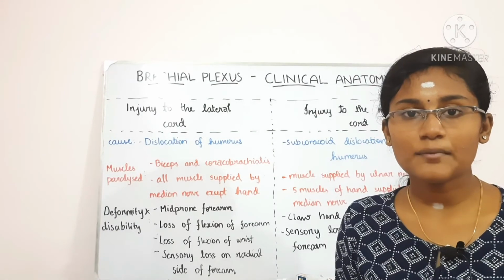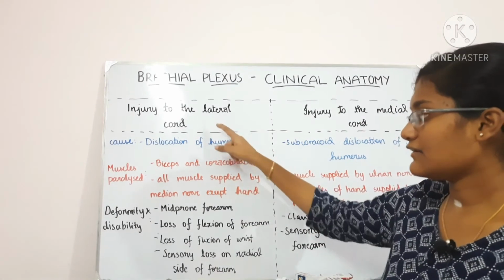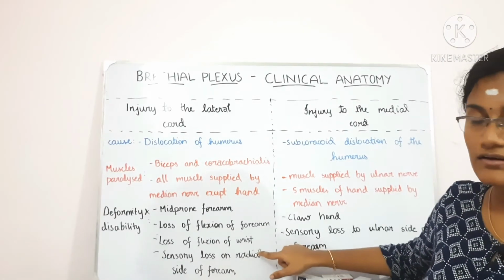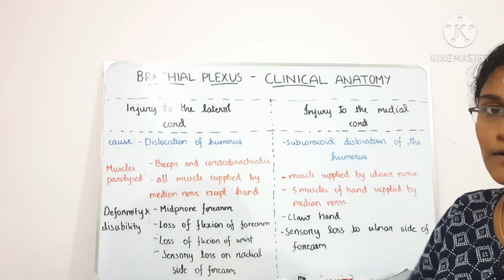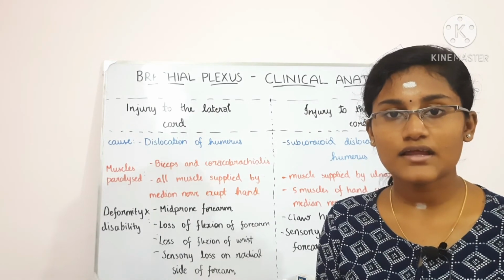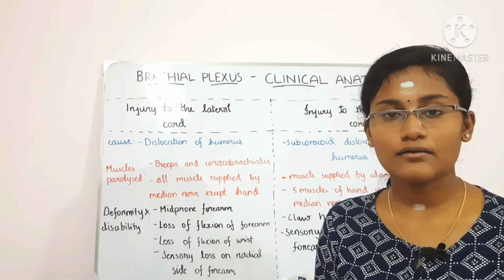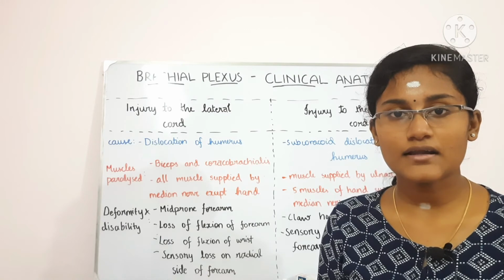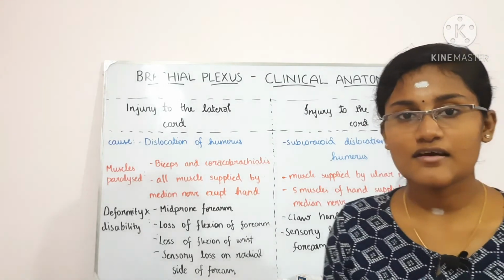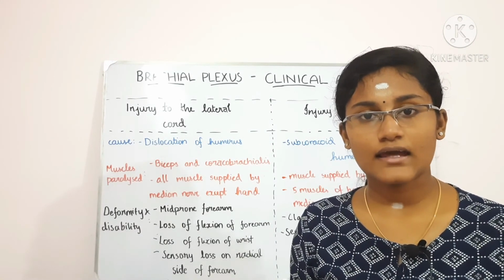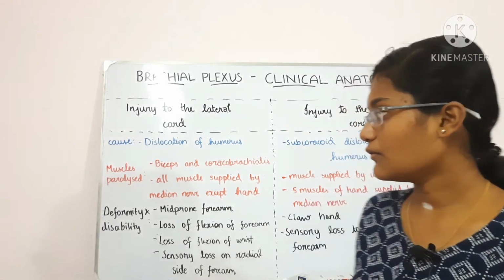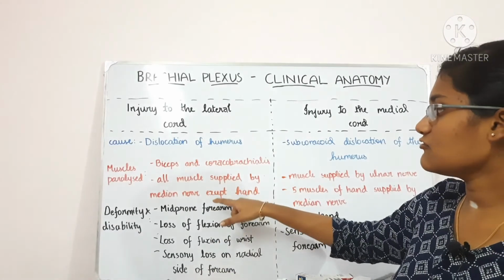The deformity and disability of the injury to the lateral cord include the mid-prone forearm, loss of flexion of the forearm, loss of flexion of the wrist, and sensory loss on the radial side of the forearm. The vasomotor changes that take place here are that the parts which have a sensory loss are warmer because of the arteriolar dilation, and there is no sweat on the parts that have a sensory loss, so those parts become dry. The same for the trophic changes: the skin becomes dry and scaly, and the nails crack easily because of the atrophy of the pulp of the fingers. So those include the deformity and disability of the injury to the lateral cord.